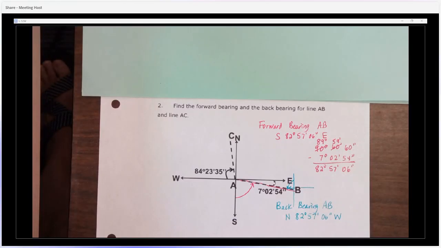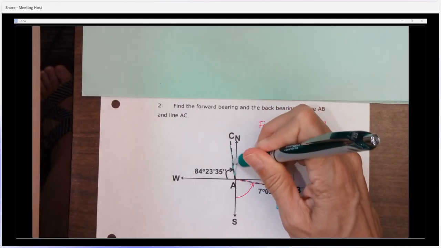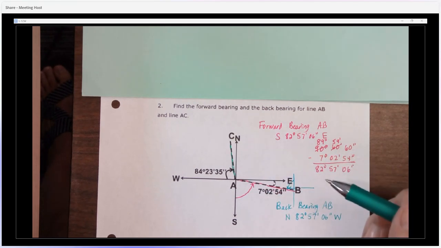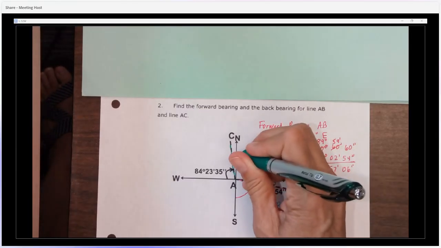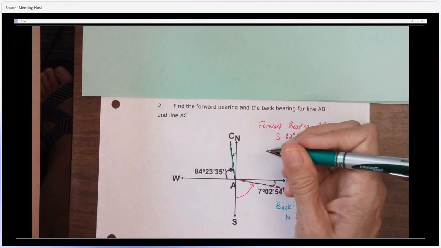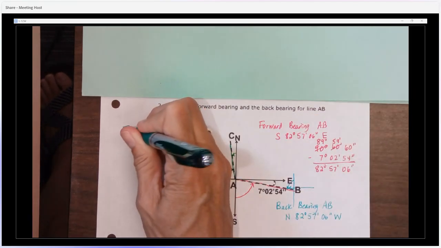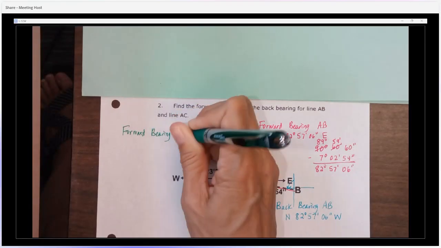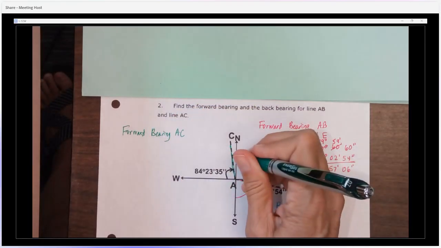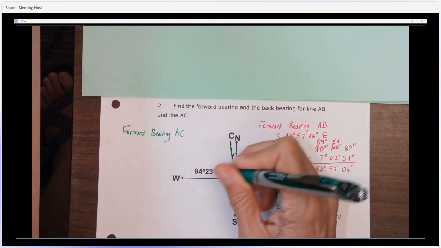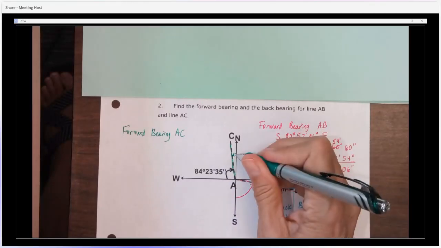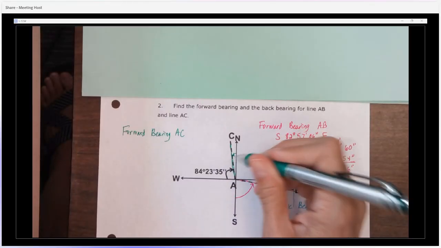For line AC over here, again, when we're thinking of the forward bearing, we can come from north or south. It just has to be less than 90 degrees. And we can see, right, we can come from the north here. That's definitely going to be less than 90 degrees. So my forward bearing for AC is going to be that small amount. So it's the 90 degrees minus that 84 degrees, 23 minutes, 35 seconds. It's coming from the north and going towards the west.